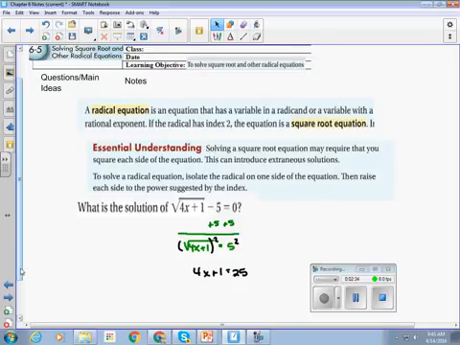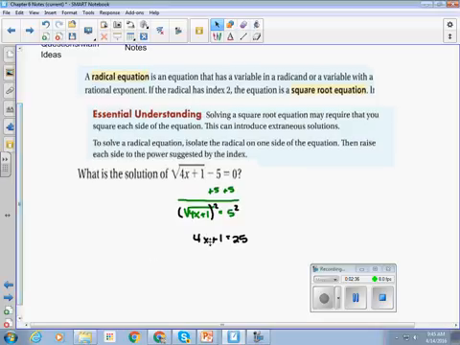4x plus 1 equals 25. So we subtract 1 from both sides. 4x equals 24. Divide by 4 and we get 6. Please do not go type in 6, submit your answer.